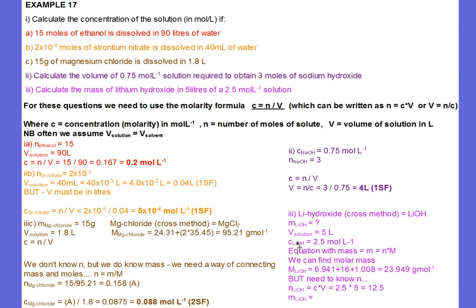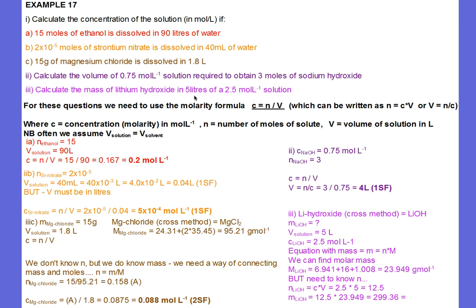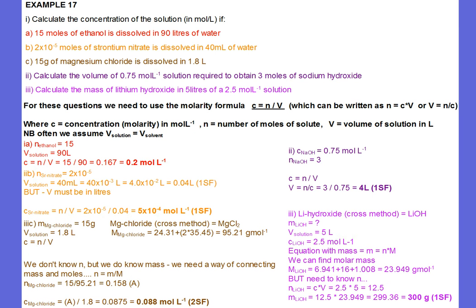And now I can convert to mass, because mass equals number of moles times molar mass. I've got the molar mass, I've now got the moles, just got to substitute them in. The mass of lithium hydroxide in 5 litres of a 2.5 mole per litre solution is 299.36 grams. However, looking at the numbers here, 1 significant figure, 2 significant figures, I've got to round that to 1 significant figure, so that's 300 grams to 1 significant figure.